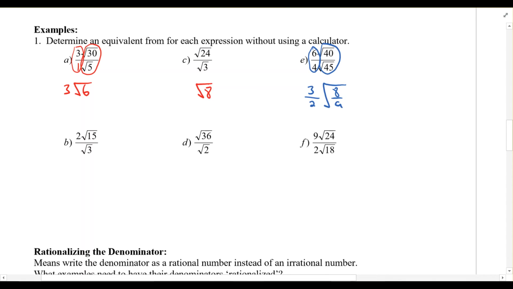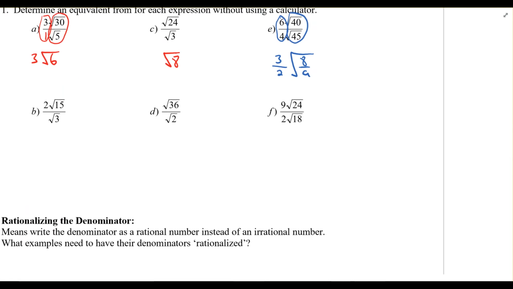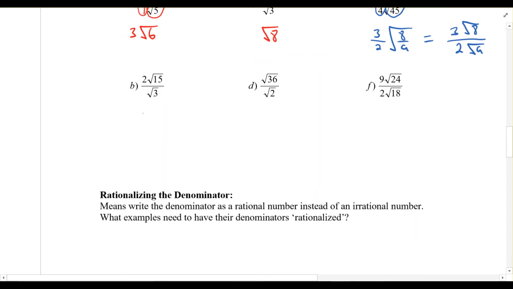Just while we're at this point, I just want to make sure that you guys understand how this kind of thing works too. You could also write this like 3 times root 8 over 2 times root 9. They're the same thing. Sometimes students get confused about that. They think these are like saying different things, but they're not. So both of those are equivalent. Okay, looking at this one, oh, I didn't do them in order. 15 divided by 3 is 5, so root 5.